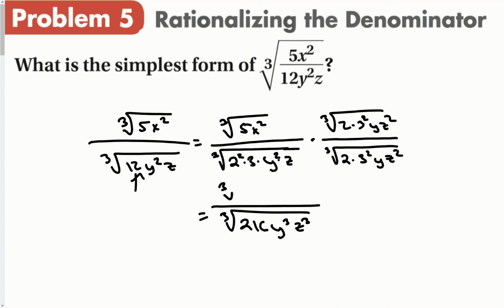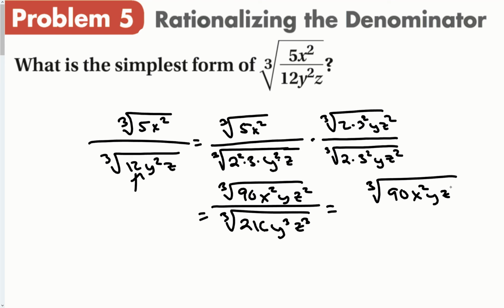Now on the top, I don't care what I have on the top. 2 times 3 squared, so that's 18 times 5. That gives me 90 x squared y z squared. And I finish by taking the perfect cube of all of these. That's 6. Ooh, ugly 6. That is 6 y z.